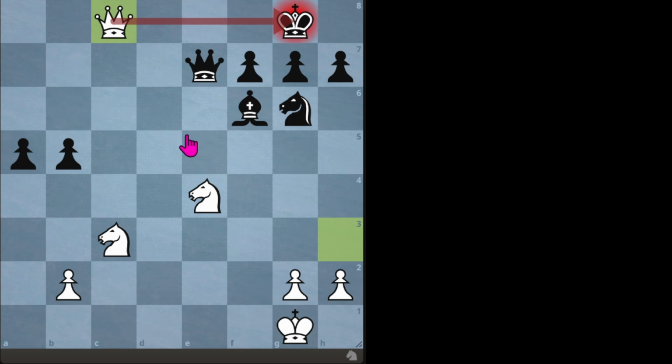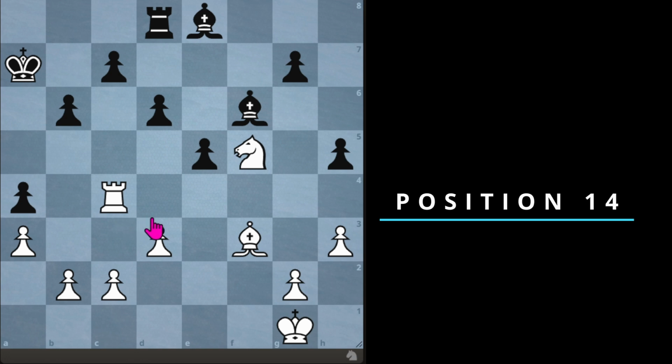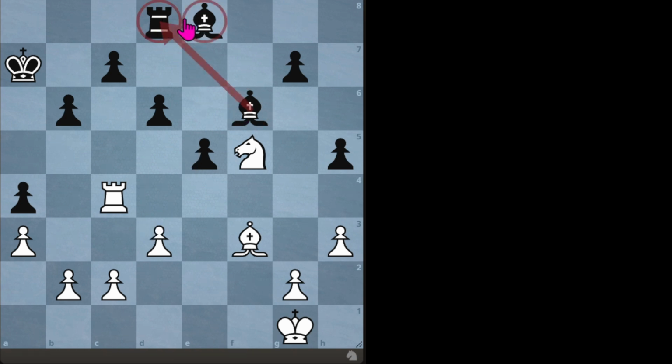Now it's not necessary. At this moment, what are the hanging pieces? The rook is protected by the bishop, and the bishop is protected by the other bishop. And of course, the bishop on f6 is protected by the pawn. Therefore, at this moment, there are no pieces that can be captured in one move without recapture, therefore no hanging pieces.